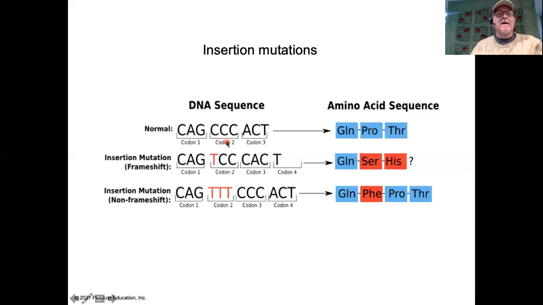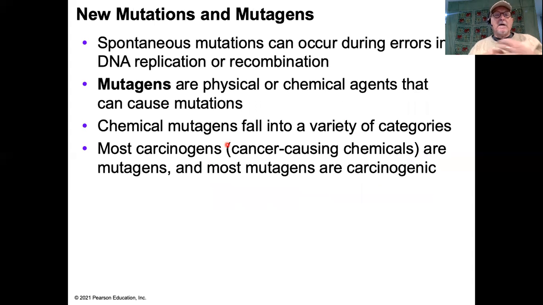So those indels, the insertions and deletions, are often extremely, extremely deleterious because they have the capability of changing the entire sequence of amino acids that are put together. These mutations can occur spontaneously during the normal functioning of the cell. Errors do occur during replication of the DNA, especially. The DNA polymerases can sometimes put in the wrong bases.